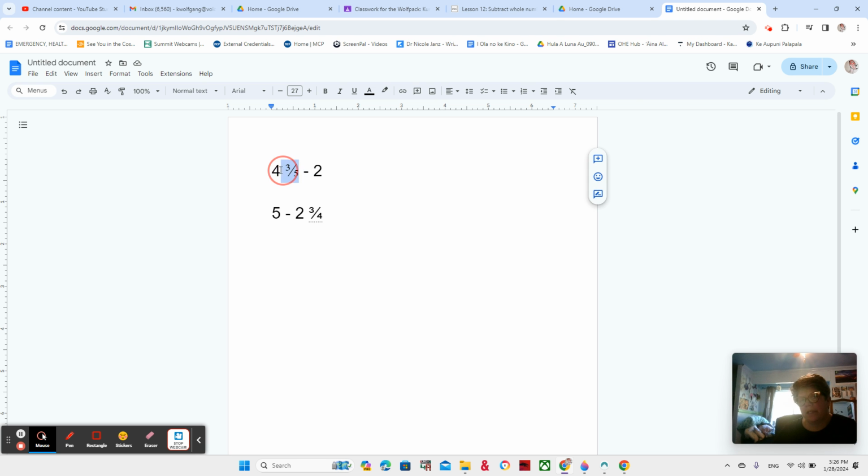Hopefully you're noticing that here we have a mixed number in the first position. This is called the minuend, the first number that you're subtracting from, and over here is a whole number. And then this one is subtracting a whole number, and this one is subtracting a mixed number. So it's a little bit different in subtraction, the position of your mixed number. So how would we find the difference of 4 3/5 minus 2? What could we do to find that answer?